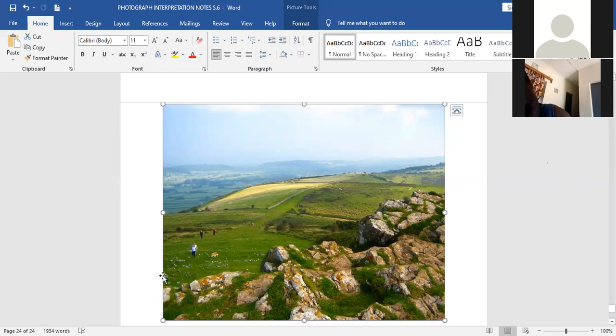One, features in the foreground appear clear or even bigger than those in the background. For instance, we can see these rocks appearing very clear or bigger than the features that are in the background. That's the first characteristic which confirms that this one is a ground photograph.